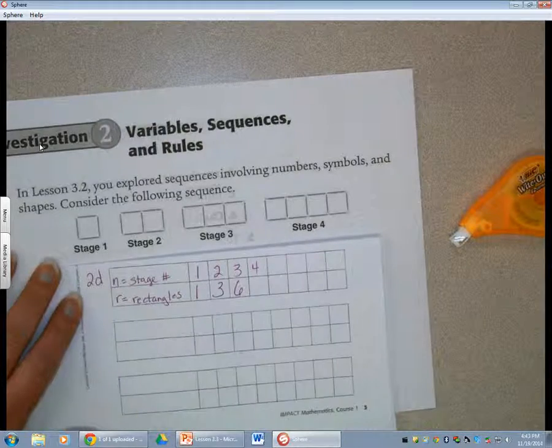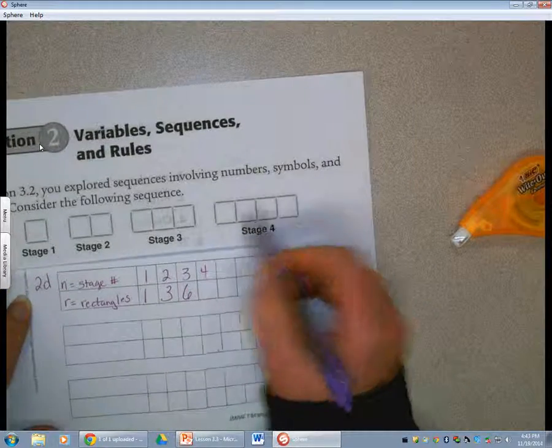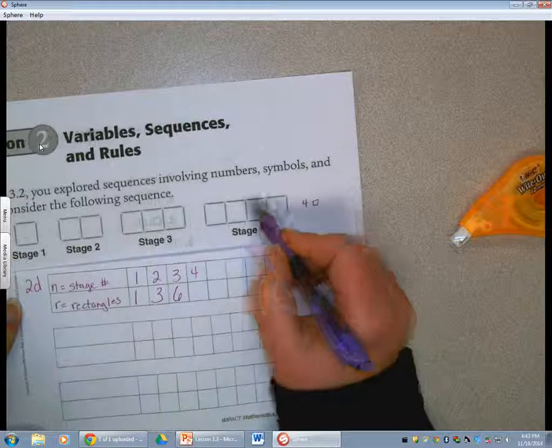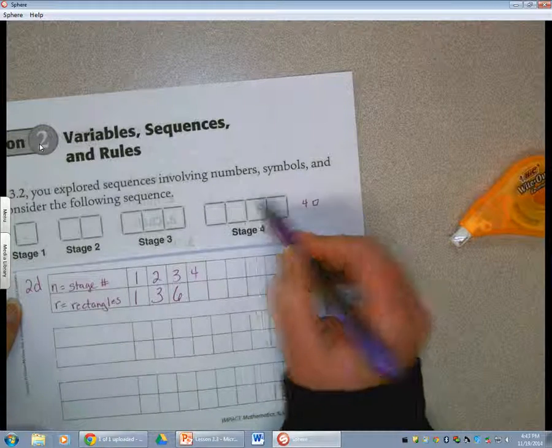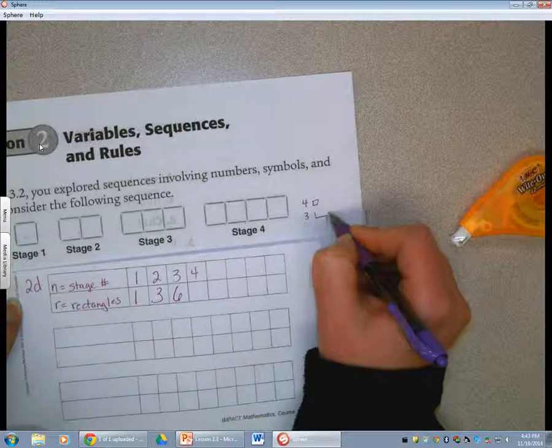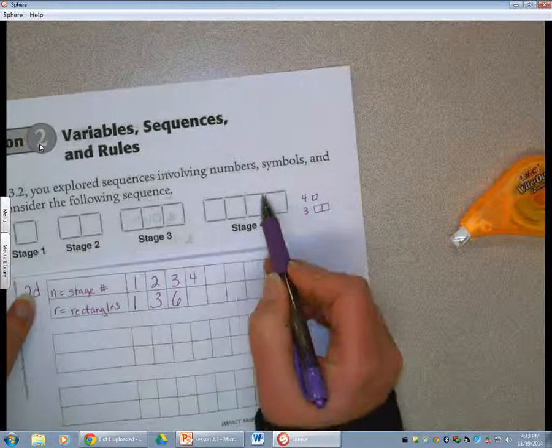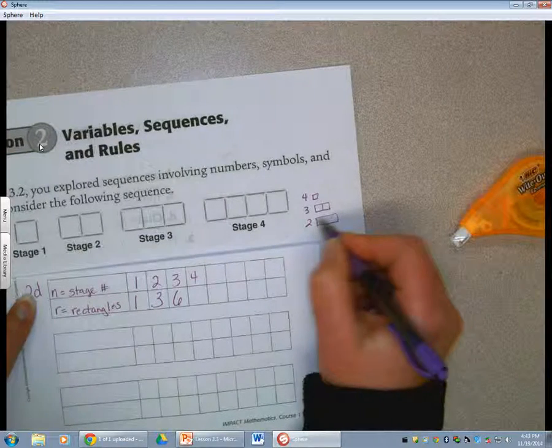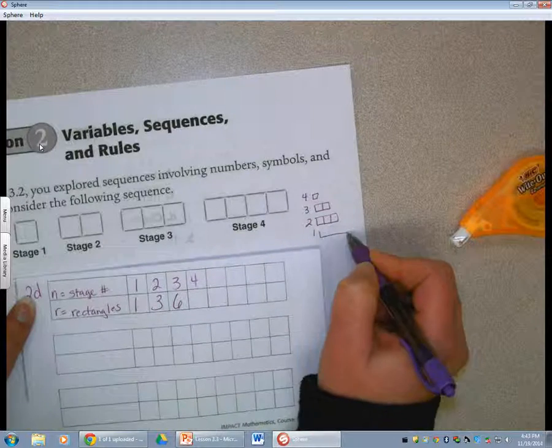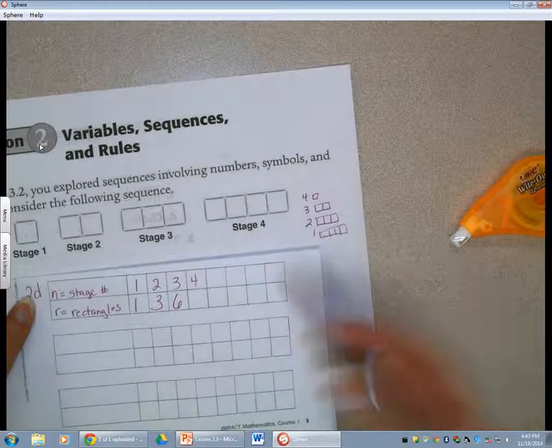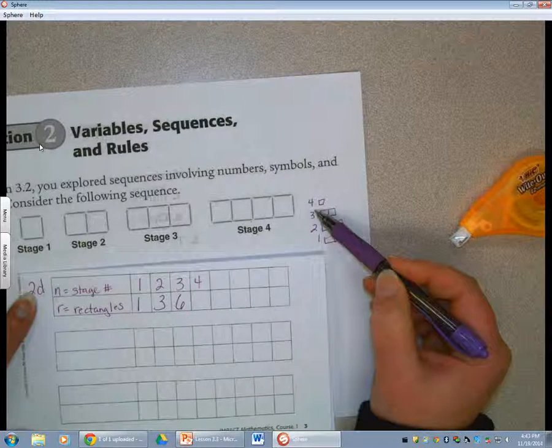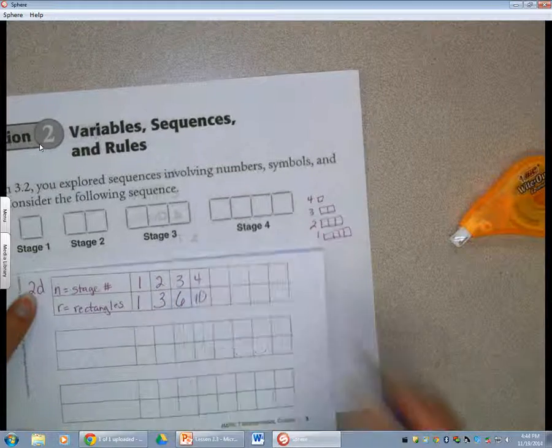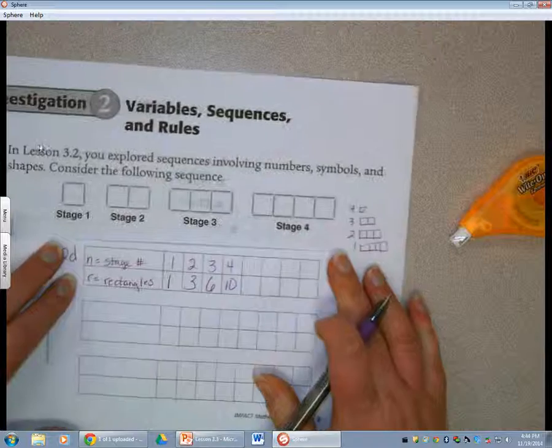For stage 4, we have the 4 single ones. We have 1, 2, 3 that are 2. We have 1, 2 that are 3, and then we have 1 that's 4. So total 7 and 3 is 10. So that was kind of tricky in and of itself. Now we've got to find the rule.